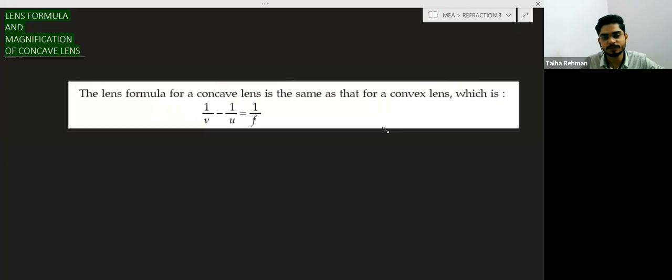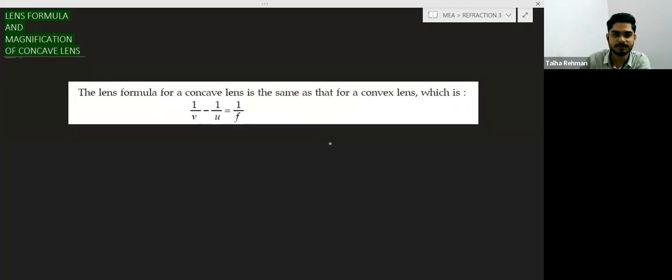This is the lens formula: 1 upon v minus 1 upon u equals 1 upon f. v is the image position or the image distance, you can say. And always you will measure the position of image with respect to the optical center. I have discussed this when we were discussing the sign conventions.